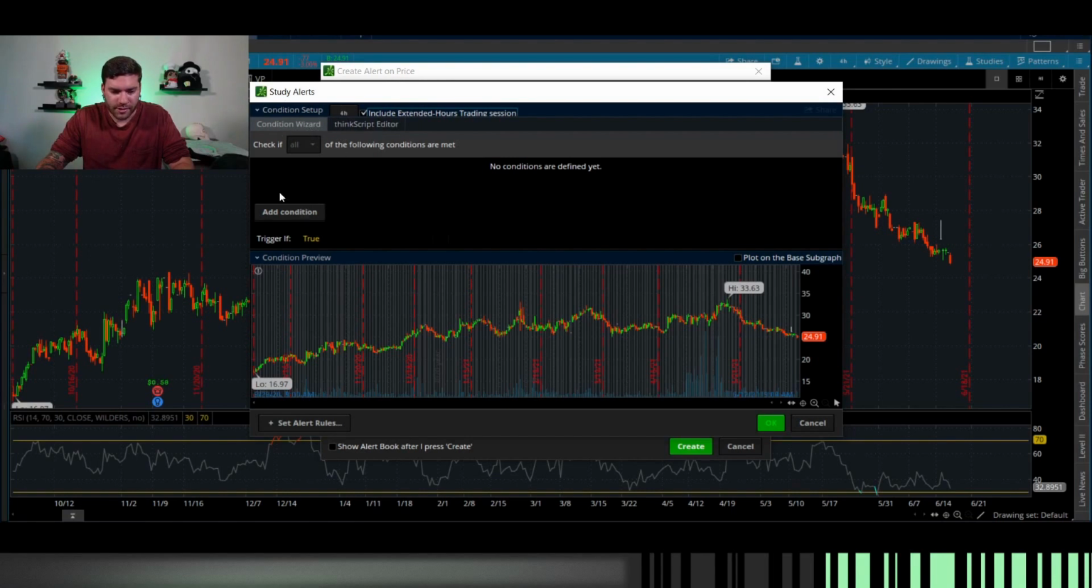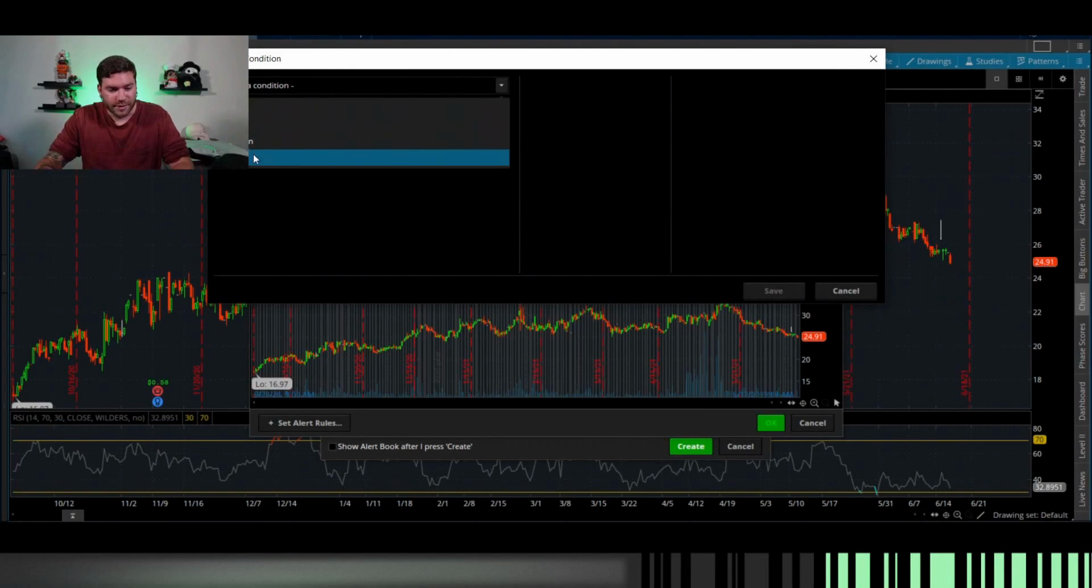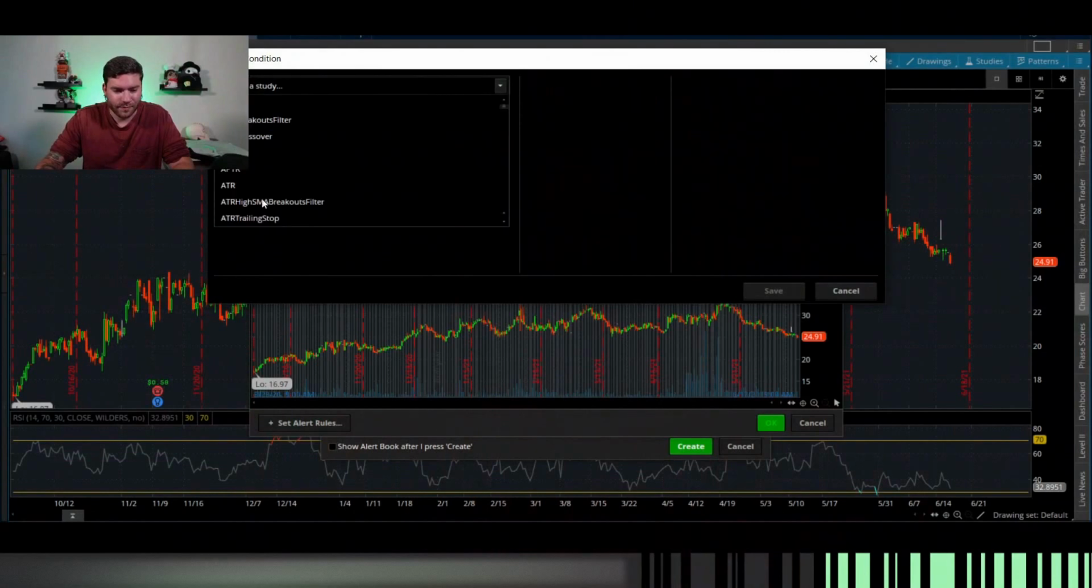So what we're gonna do is I'll go to condition wizard, do add condition. So it's fairly simple. This is a study, right? RSI is a study. That's why you hit the studies to turn it on. So you go to study, click it. All these are turned on.